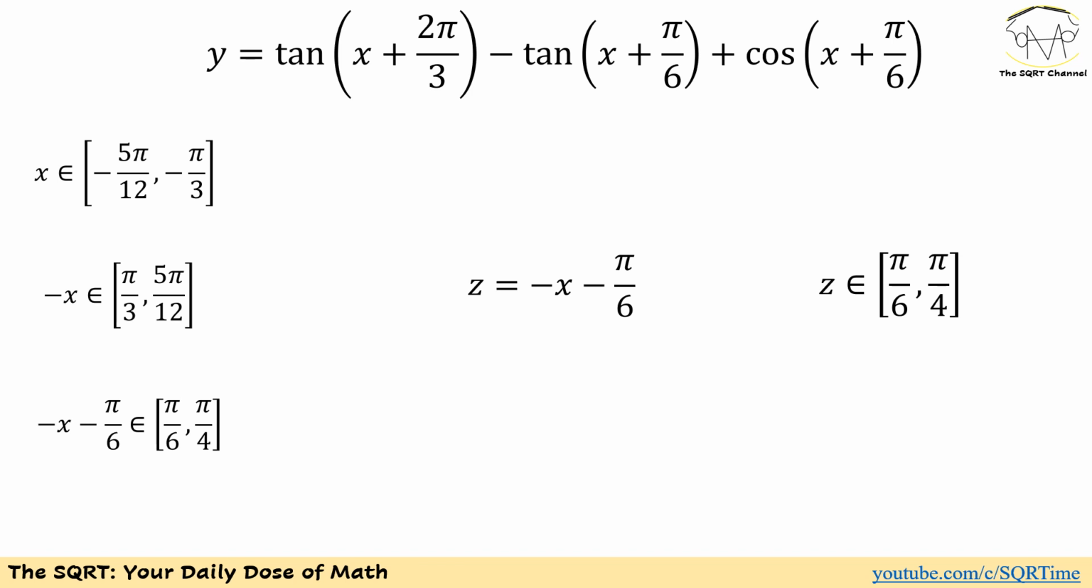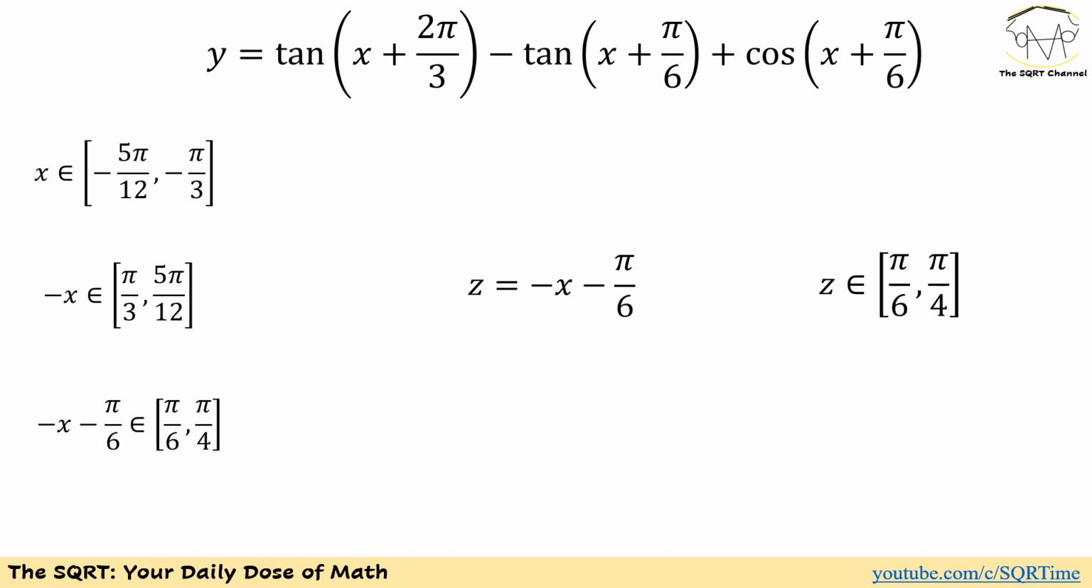To solve this problem, let's start with doing a few things here. When we look at the three terms that we have here, one of them is x plus 2 pi over 3. The other two are x plus pi over 6. So basically, the first thing that I'm going to do is to understand what I'm going to do with these variables here. I'm going to start with using a new variable instead of just using x plus pi over 6. First of all, x belongs to negative 5 pi over 12 and negative pi over 3.